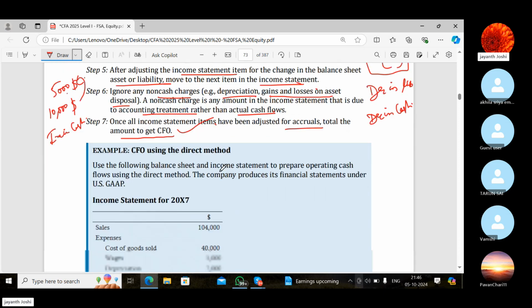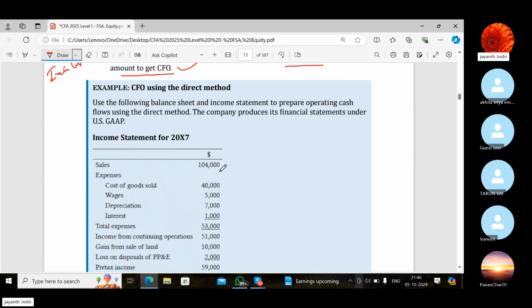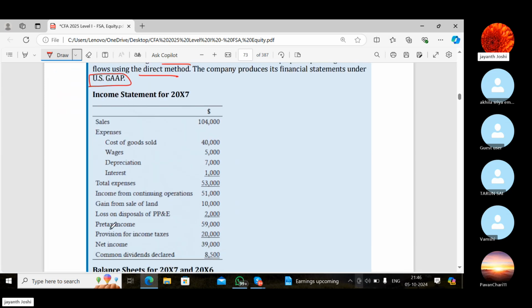So we'll do one question to understand properly. Calculate the cash flow from operations using the direct method. Use the following balance sheet and income statement to prepare operating cash flows using the direct method. The company produces its financial statements under US GAAP. While doing the indirect method, I'll explain the difference between US GAAP and IFRS. This is the income statement given to you. You can just have a look through.